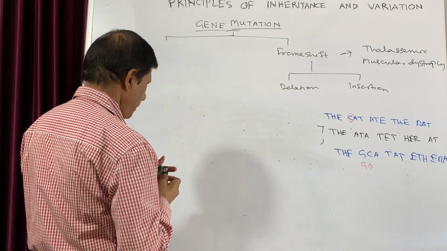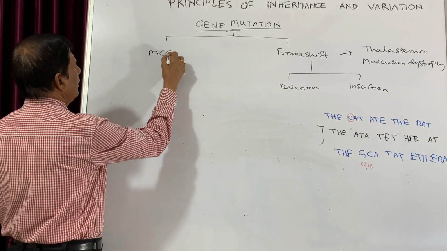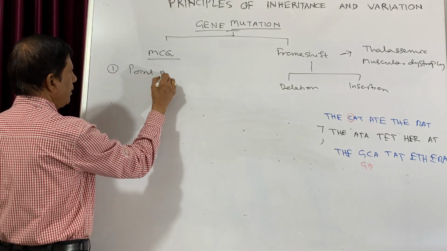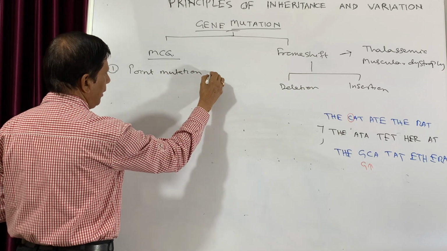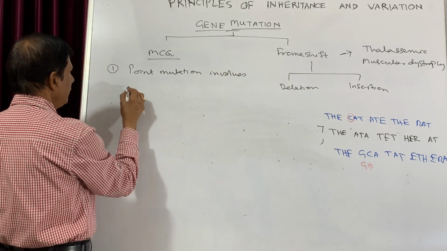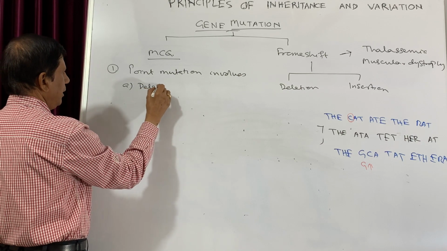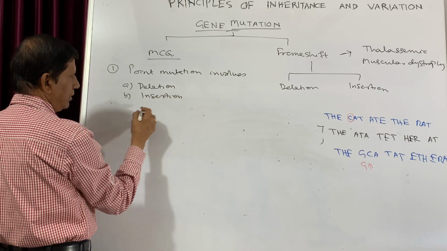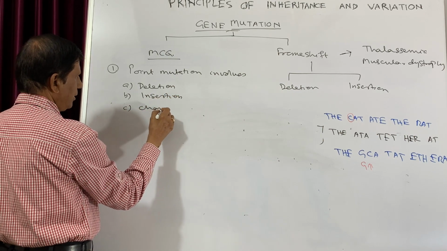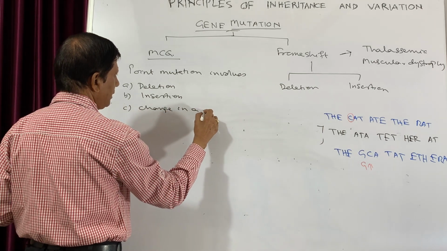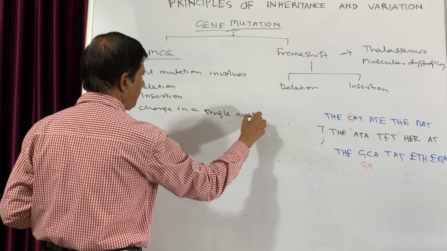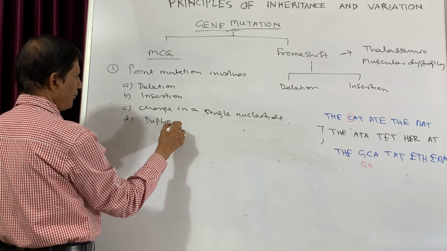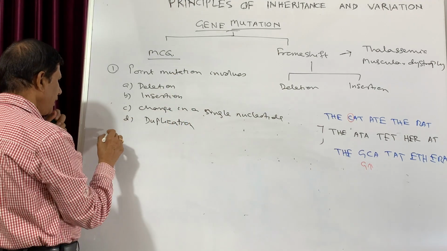So one question is an MCQ. One point mutation involves: A choice deletion, B choice insertion, C choice change in a single nucleotide, and D choice duplication. Gene mutation involves. Now the second question.